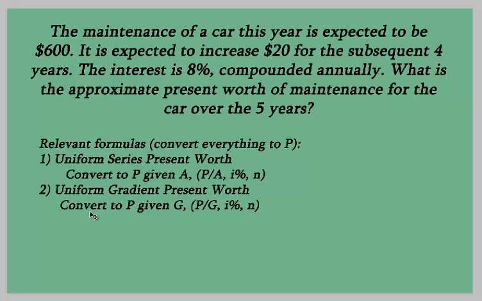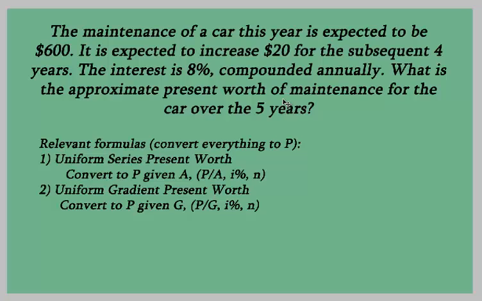And this is the uniform gradient present worth, which converts to P given G, and this is a similar kind of notation except now it's P given G, I and N. So why did I pick these two? Well, how do you know that this is A? Well, this is gonna be something you have to pay every year, but G is also something you have to pay every year.